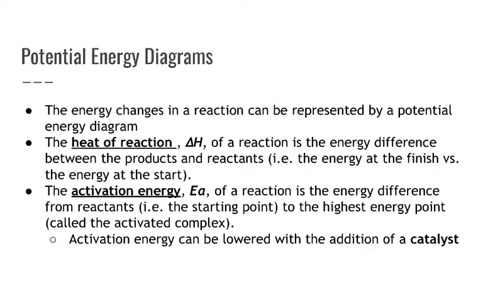Now we're going to talk about potential energy diagrams, which is a way to look at this graphically. We've already talked about the heat of reaction being the energy difference between the products and reactants, but now we have to look at something called activation energy, which is the energy difference from the reactants to the highest energy point. Think of it as the energy required to get the reaction moving along.